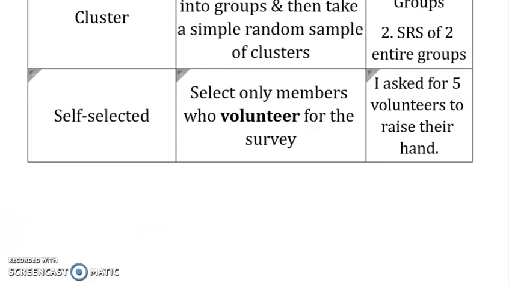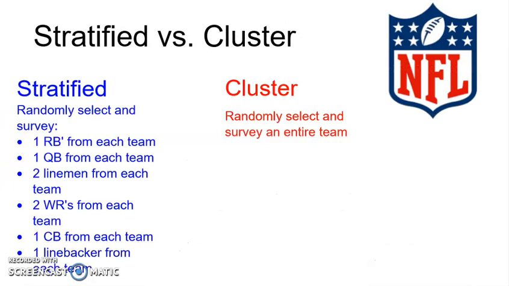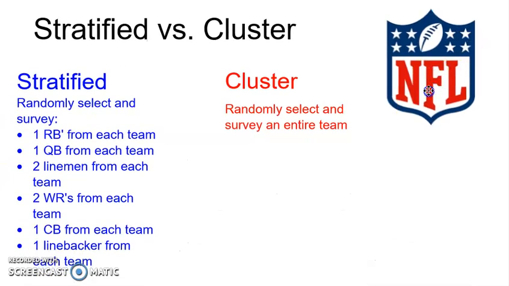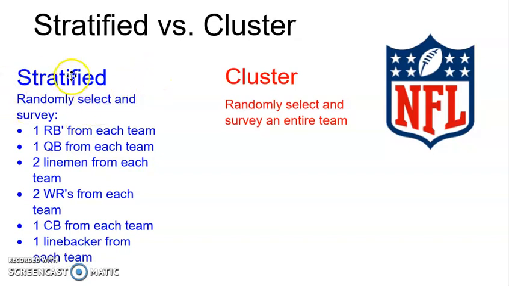All right, so here's my example to kind of clarify between stratified versus cluster. To do this, I'm going to use NFL teams. You could use any sports team you want, it doesn't matter. A stratified method would be you have all these different groups, right? Each team is a group. And from each team, I want to select one running back, one quarterback, 2 linemen, 2 wide receivers, 1 cornerback, and 1 linebacker. I'm doing that from every single team. I've got a good mix of offensive and defensive guys, maybe some older, some younger players, whatever.